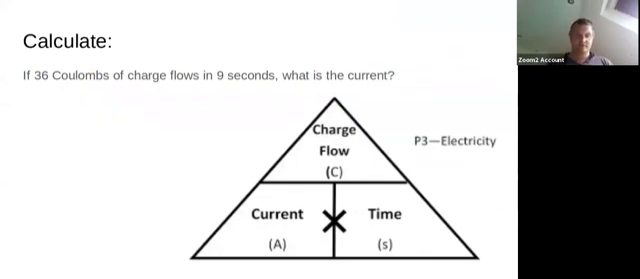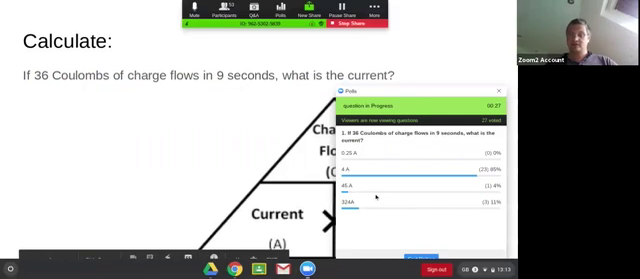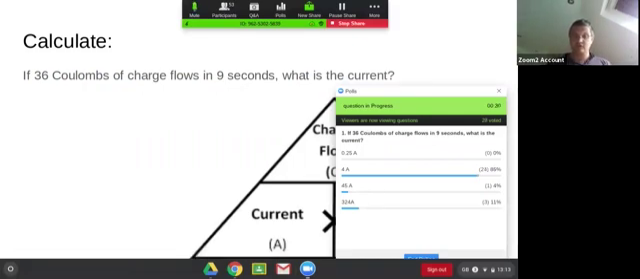If 36 coulombs of charge flows in 9 seconds, what's the current? We're trying to find the current, so cover up the current, remember? You should then be able to work out the equation you need to use to figure out a current given this triangle. And I can see loads of you have had a go at this. Well done. Some of you have multiplied them together, only a few of you. Most of you have taken 36 and divided it by 9.